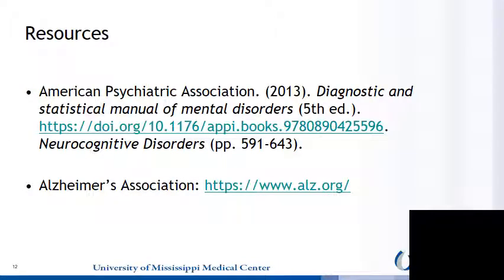In terms of support, the Alzheimer's Association website, shown here, is one resource. There are other organizations that are disease-specific that can help with patients with dementia or other disorders.